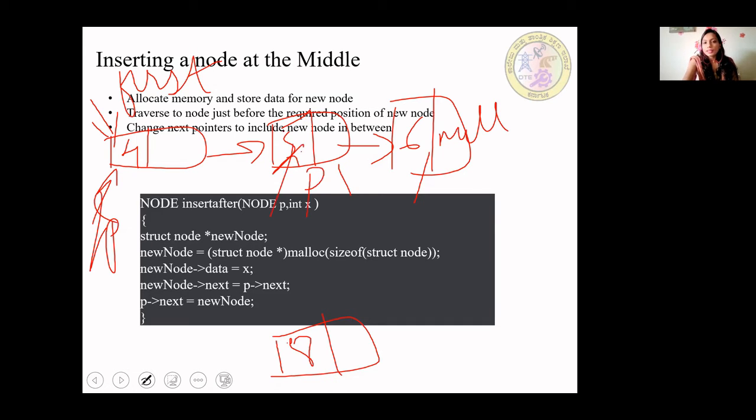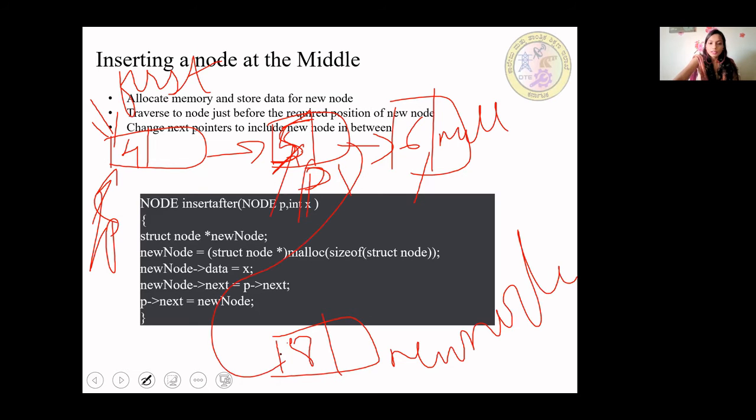I want to insert something after 5. This is a new node. To insert it here, I have to stop at P. P of next will become 8. So I have to remove this link and make P of next point to 8. And new node of next should be what? I want to insert here, so it will be equal to P of next. This is P, so this is P of next. New node of data is equal to X.